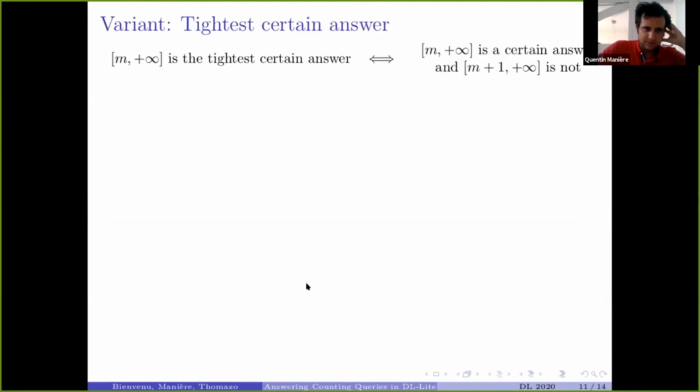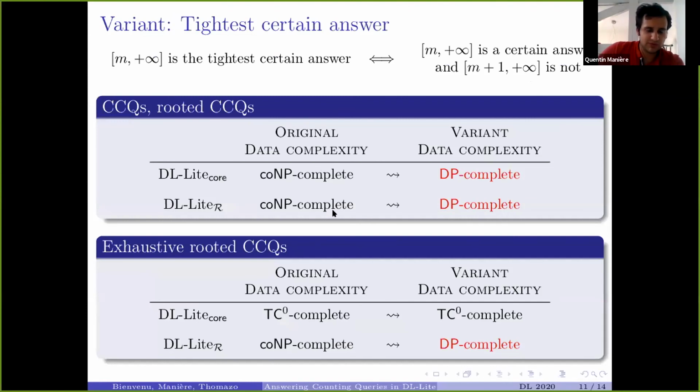Okay, a word about the variant I mentioned before, which is the tightest certain answer question. So, the tightest answer, you need to be a certain answer, and if you go a step further, you're no longer a certain answer. So it's an optimization problem, and what we were able to prove is that whenever you start with a CoNP complete setup, you know it will be in DP, and the question is, is it DP complete? And we were able to prove that it's always the case. That is, whenever we start from a CoNP complete situation, we have a DP complete situation. Which was closing a question left open in the article that was our starting point.